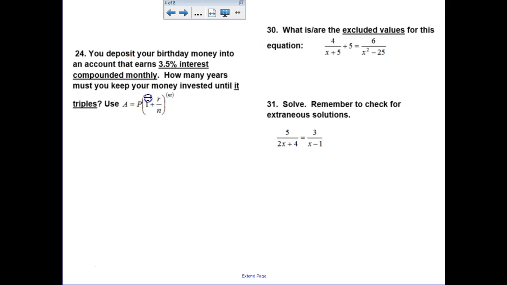All right, this question. You deposit your birthday money, 3.5% compounded monthly. How many years until it triples? So this is the question where they don't tell you how much money it is, and that's fine because you can just make something up. So you need to make up a number to put in for the principal. I'm going to use $10.